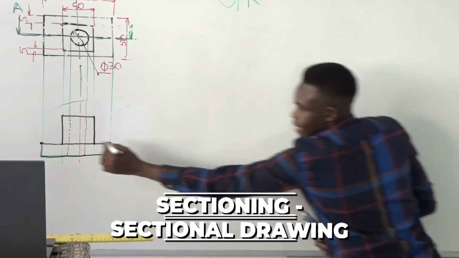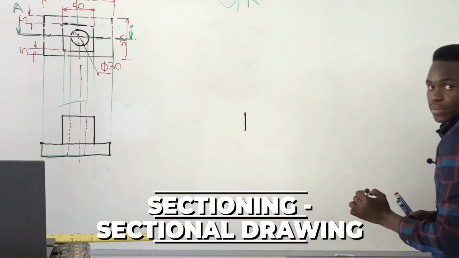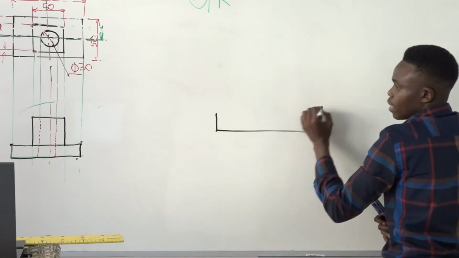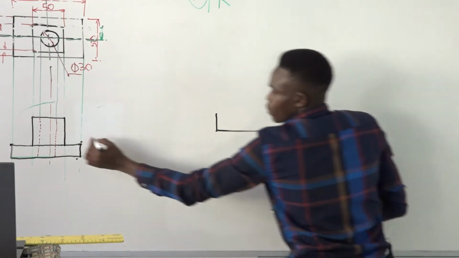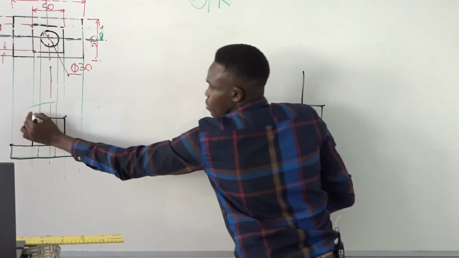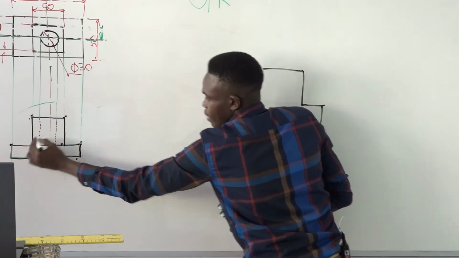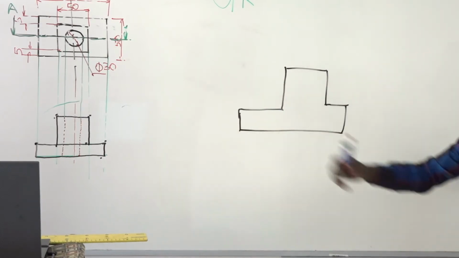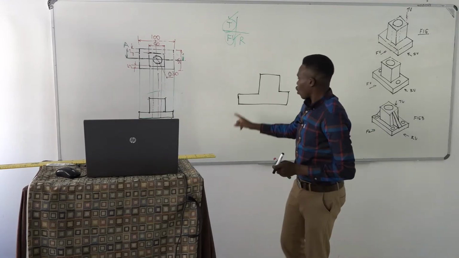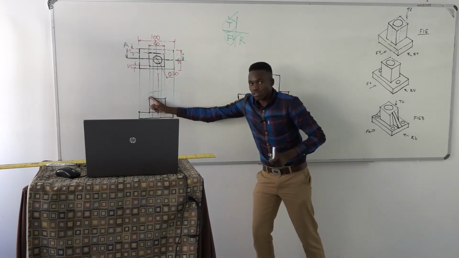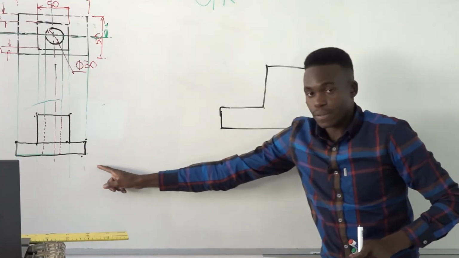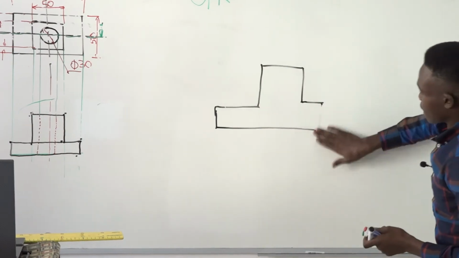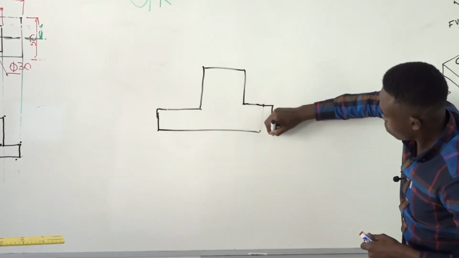I'll start here, measure 10 millimeters there. Then you move from here to there, again and again, until you are back at your origin or reference point. Now, these are called boundary lines. I've drawn the boundary. This is the trajectory that I followed to form an enclosed figure.